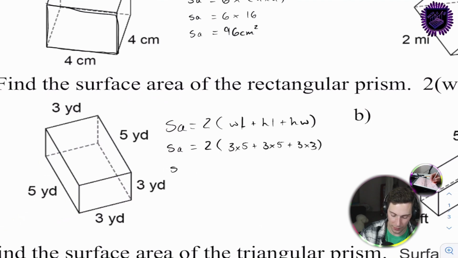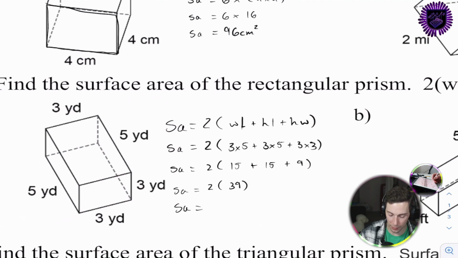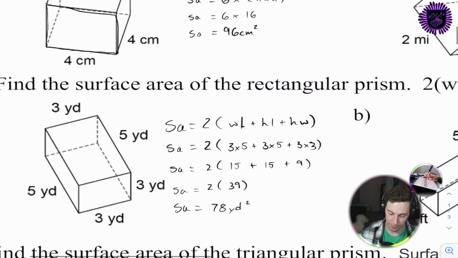So it's going to be surface area will be equal to 2 times 15 plus 15 plus 9. So it's going to be 2 times 39. And then surface area will be equal to, is that 78? 78 yards squared. All right.